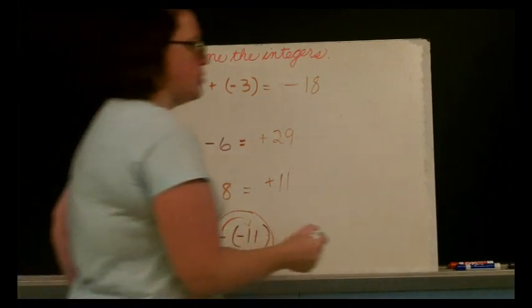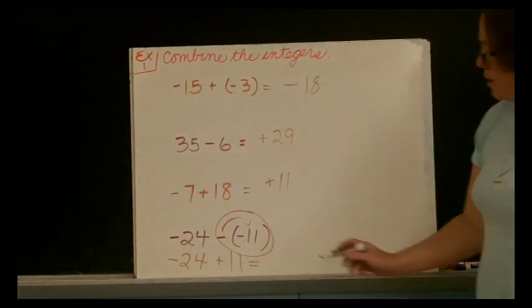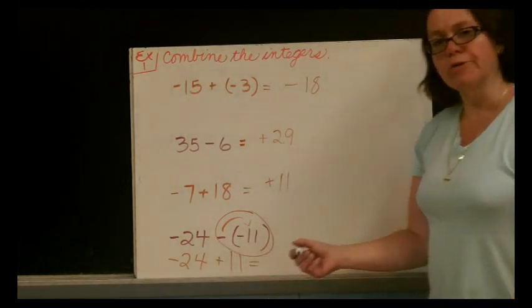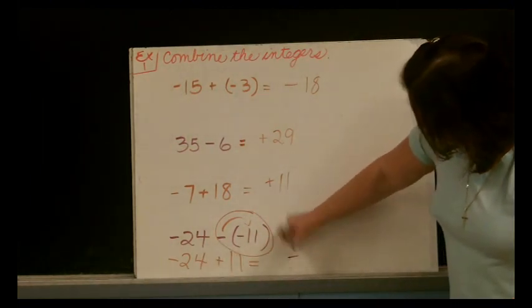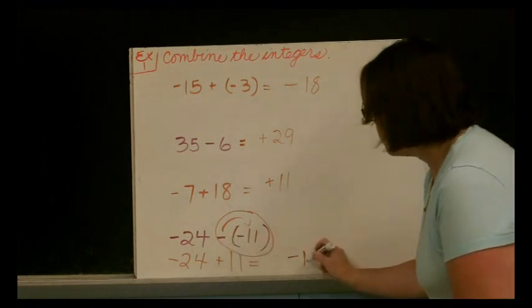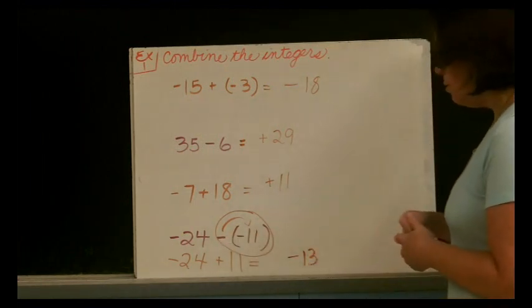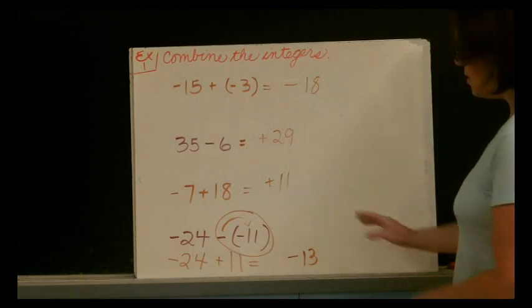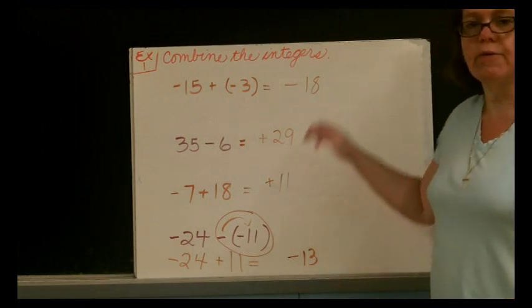So now we have two integers with opposite signs. Here the 24 is the greater looking number. Since it is negative, our answer will be negative. Then you subtract the two numbers and we get an answer of 13. So when you combine negative 24 and positive 11, our result is a negative 13.